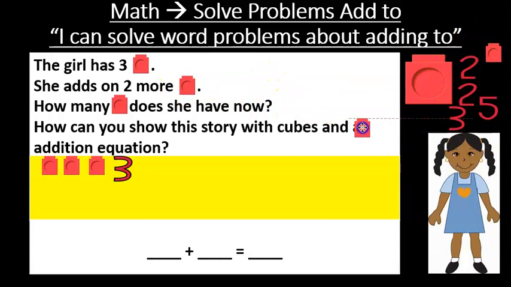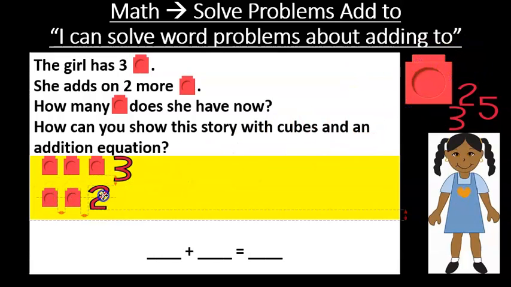Okay, watch. I'm going to put 1, 2. 2 cubes there. Okay? Now, since she has 2 cubes here, I'm going to grab a number 2 and I'm going to put 2 there. Okay? You see that, boys and girls? Now we have 3 cubes here and we have 2 cubes here. Now let's read the question. It says, how many cubes does she have now? Okay, now they want to know how many cubes does she have now.